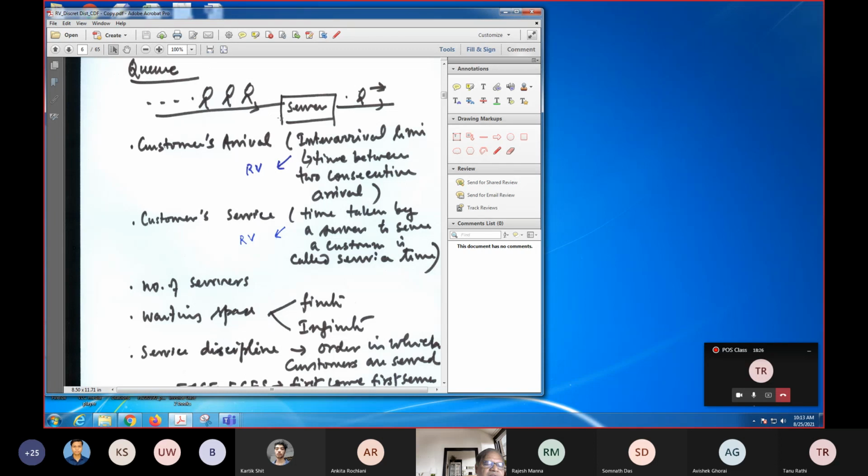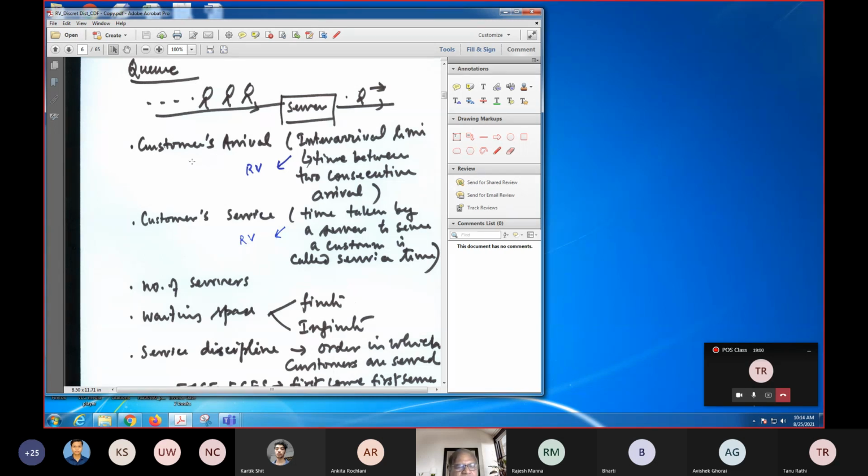So what is special about this? Basically, if you see, there are 3 things. One is the customers who arrive and join the queue, and there is a server who provides this service, and after the service you leave. So what is specific about this? Specifically, there are 3 things. One is the customer arrival.